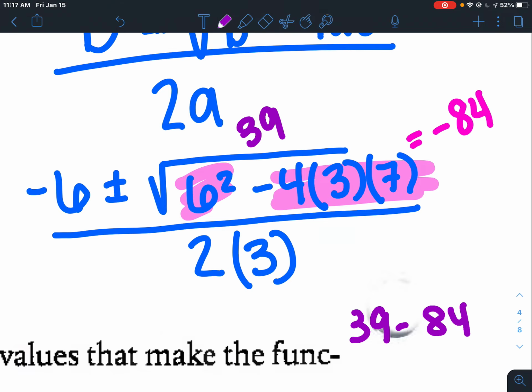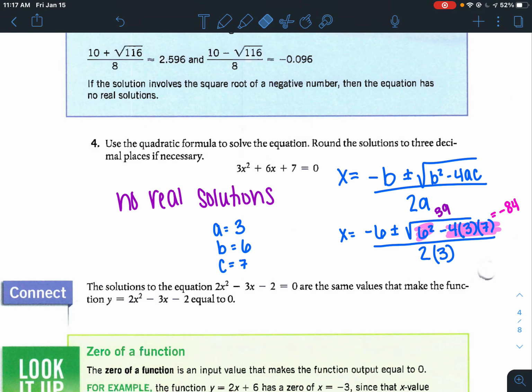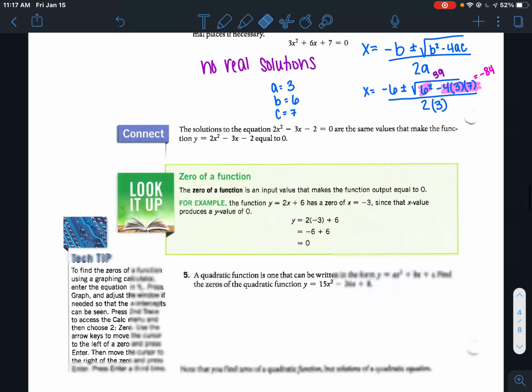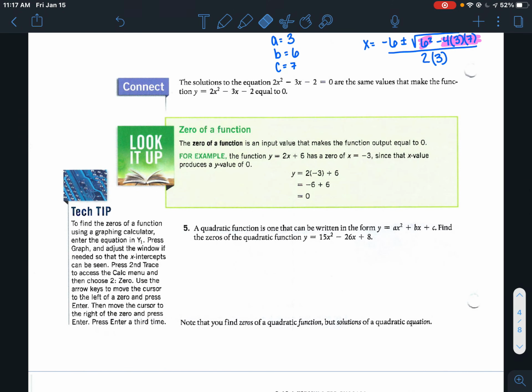I can't have a negative number underneath the square root symbol. So right away, no real solutions. You can't solve this one ever. Let's see, what was the next one?